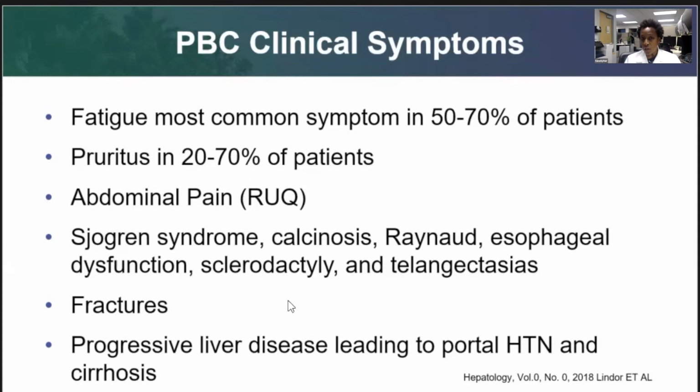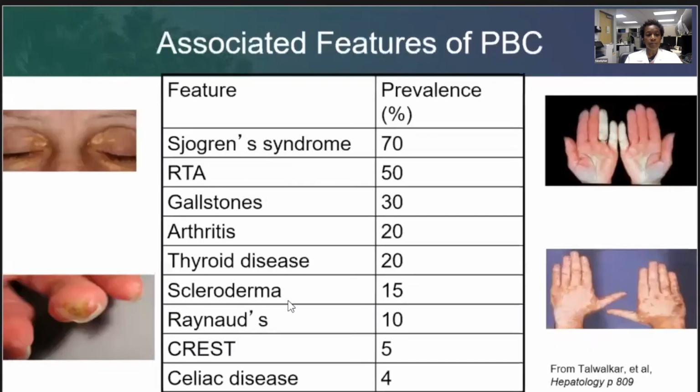Because PBC is an autoimmune disorder, there are also some associated overlap diseases as well, including Sjogren's, Raynaud's, sclerodactyly, and telangiectasias. All can be found in patients who have PBC. I mentioned this, progressive liver disease leading to portal hypertension and cirrhosis. So I talked about Sjogren's. 70% of the patients have Sjogren's syndrome. Gallstones, arthritis, scleroderma, 15% have that. CREST syndrome, celiac disease. And so know that these can be associated features of PBC.